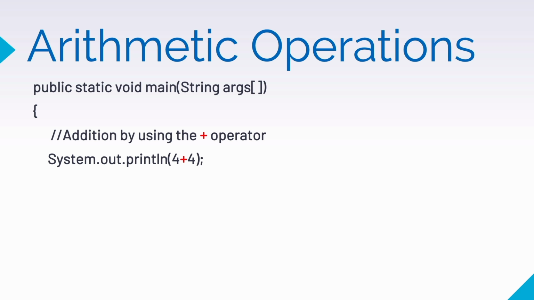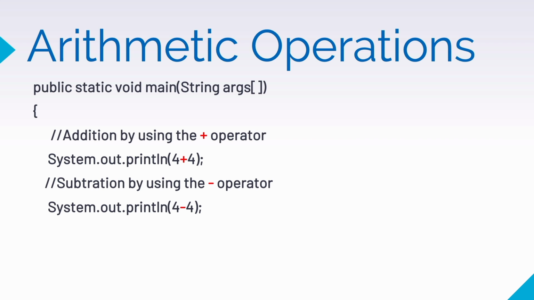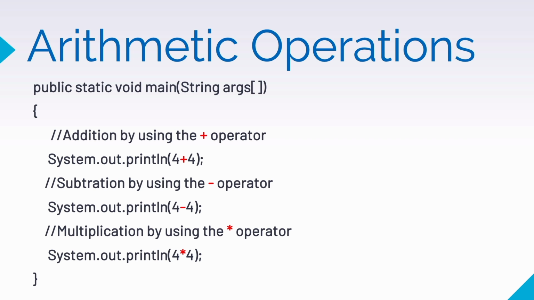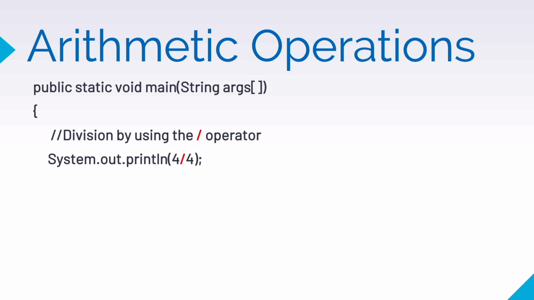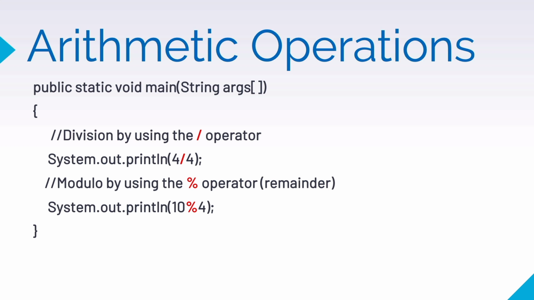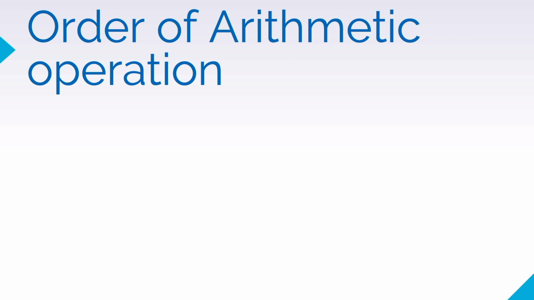To perform an addition operation, we use the plus symbol. For subtraction, we would use the dash symbol. For multiplication, we'll use an asterisk symbol. To perform a division operation, we would use a / symbol. For modulo operation, we would use the percentage symbol. Modulo is used to get the remainder of a division operation.